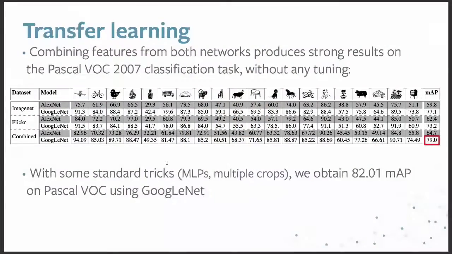We also tried transfer on Pascal VOC, and we basically observed the same thing. For AlexNet, we are actually starting to get better than the one trained on ImageNet, but we also observe that this is less the case when we go to GoogleNet. When we combine both, we get improvement from the two models. We can also use a lot of tricks to get to 82 mAP, which at the time we ran this experiment was close to state of the art. I'm not sure if it was, but at least very close.